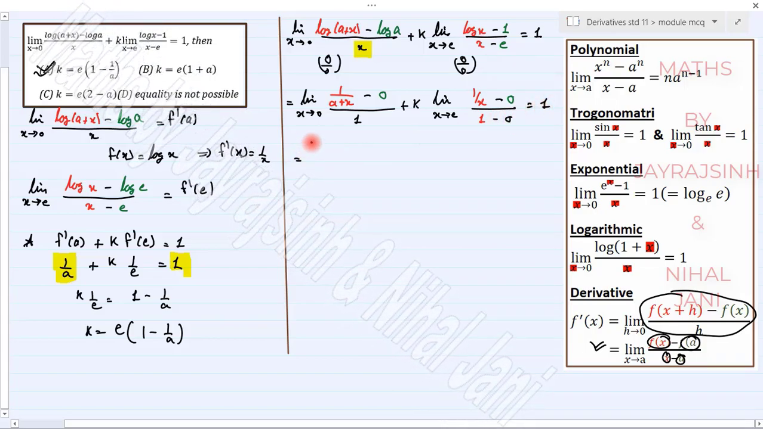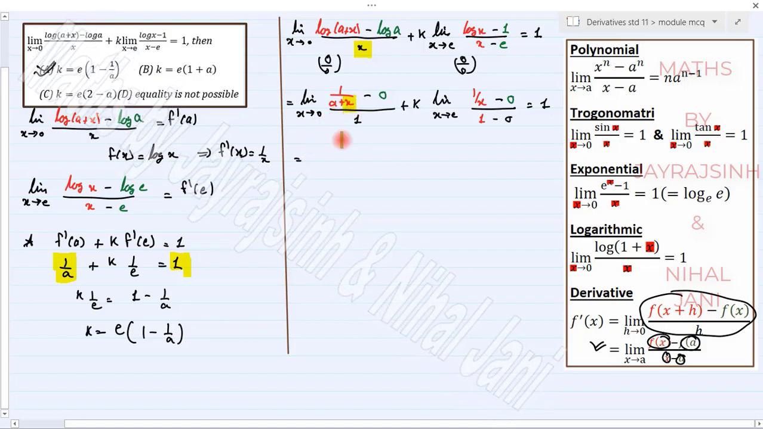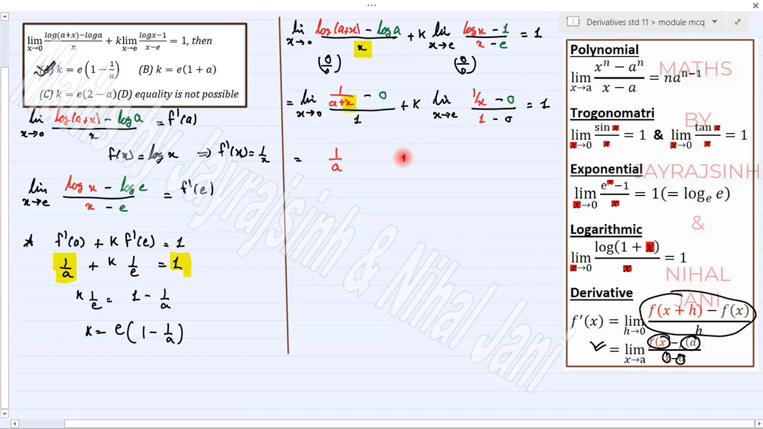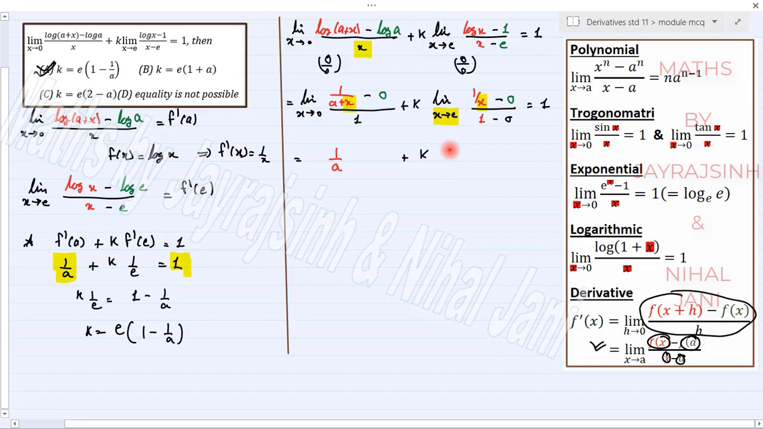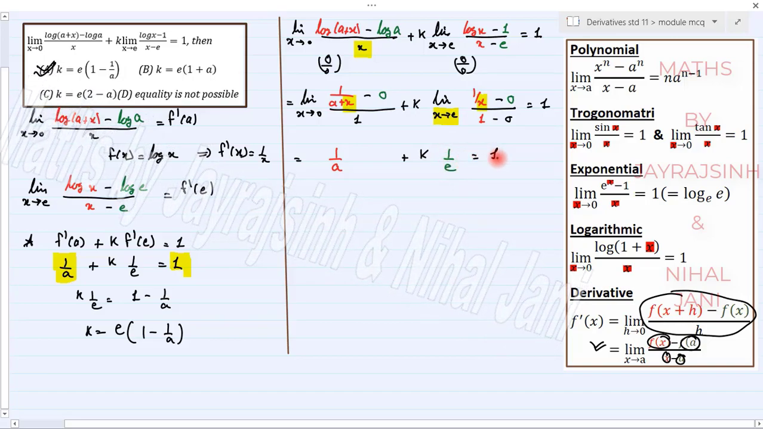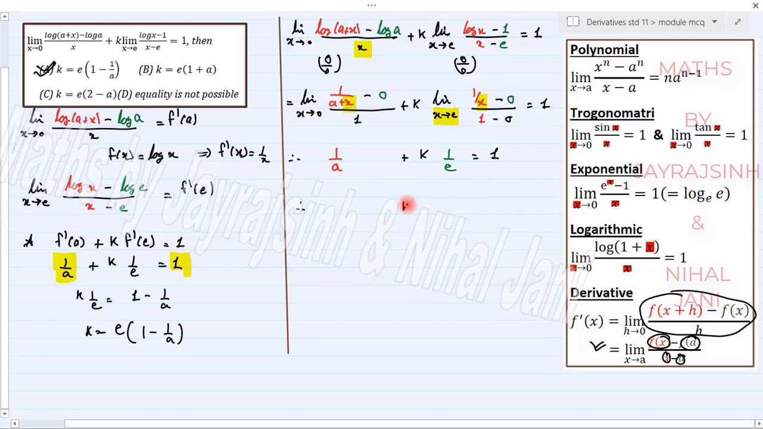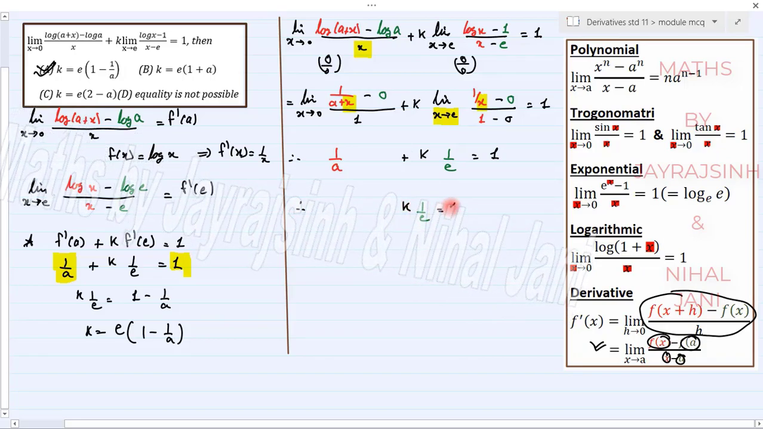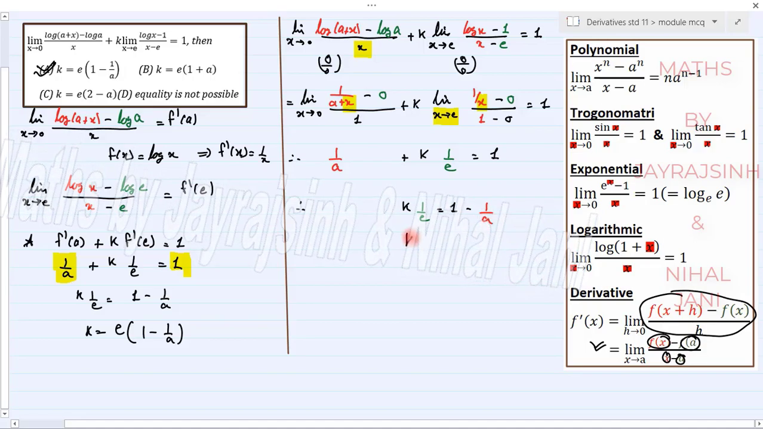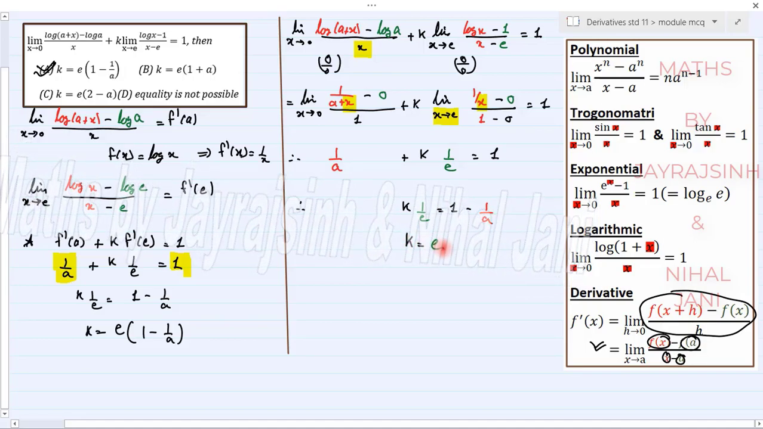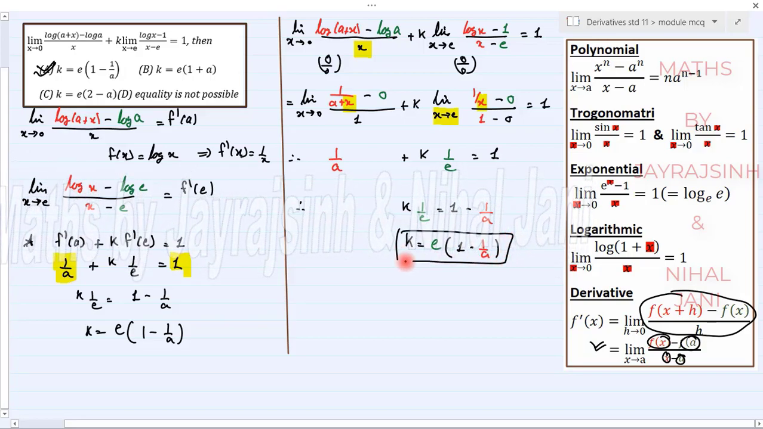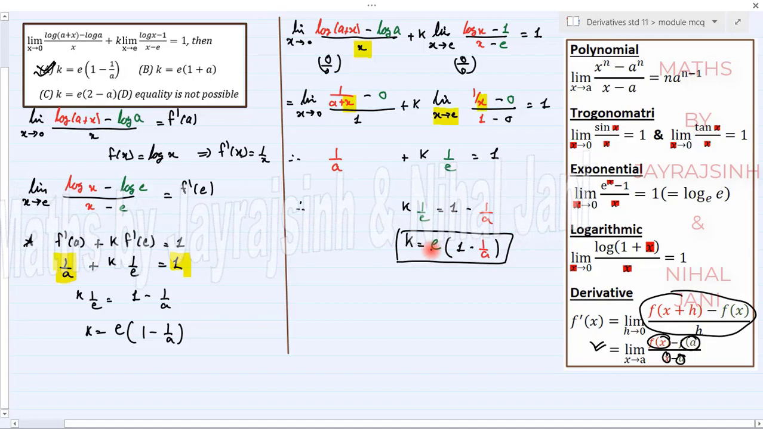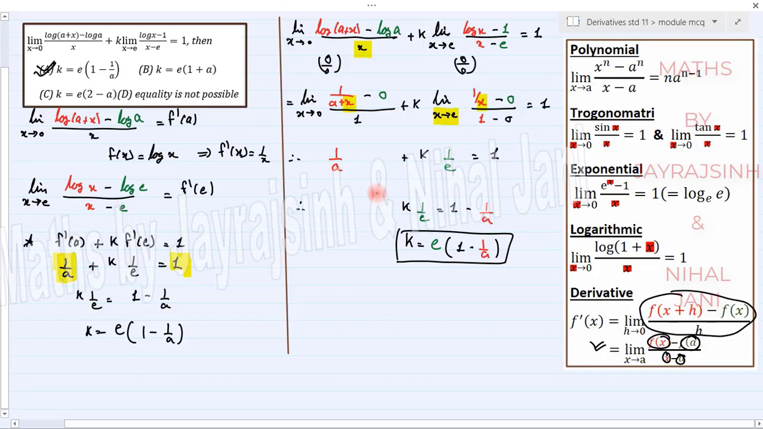Now, we are ready to apply the limit. We have to replace x by 0, so here we'll get 1 by a. Then in the second term, we have to replace x by e, so we'll get 1 by e is equal to 1. So we can say k times 1 by e is 1 minus 1 by a. So finally, we'll get k is equal to e times 1 minus 1 by a as your answer, which is given in option A. Ta-da! So both methods will give us the same answer.